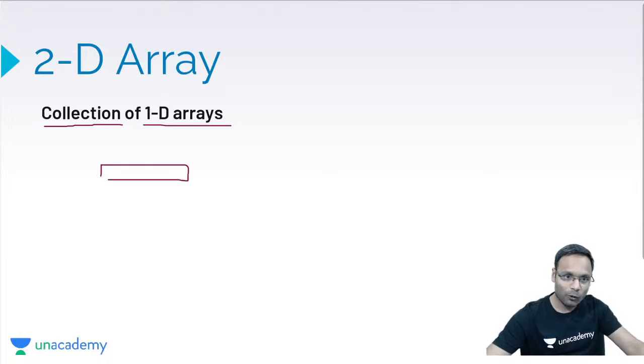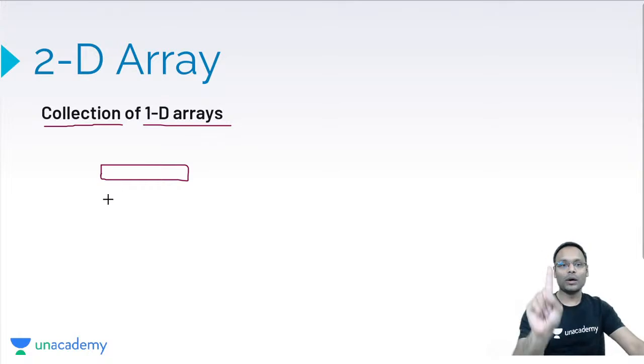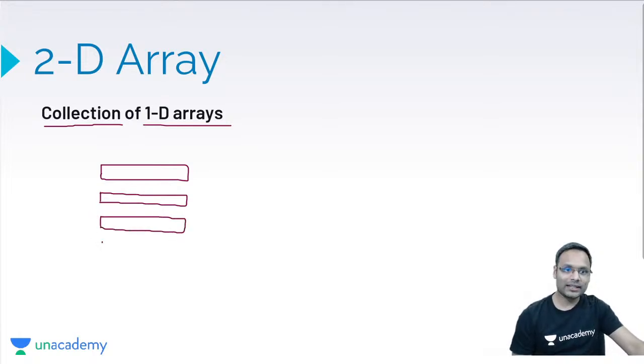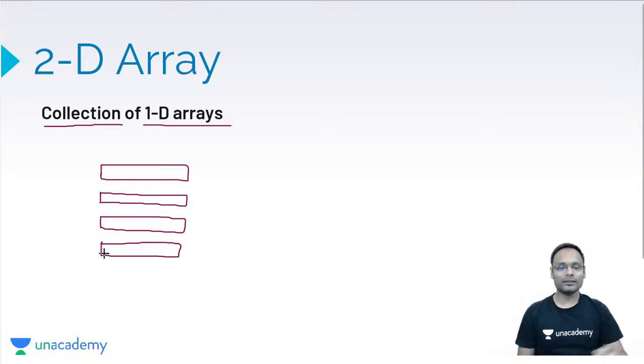If we have a one-dimensional array, a collection of elements, this is one array. If you take multiple such one-dimensional arrays, that is your two-dimensional array. Simple, right? Got it? Understood? ये हो गया आपका 2D array.